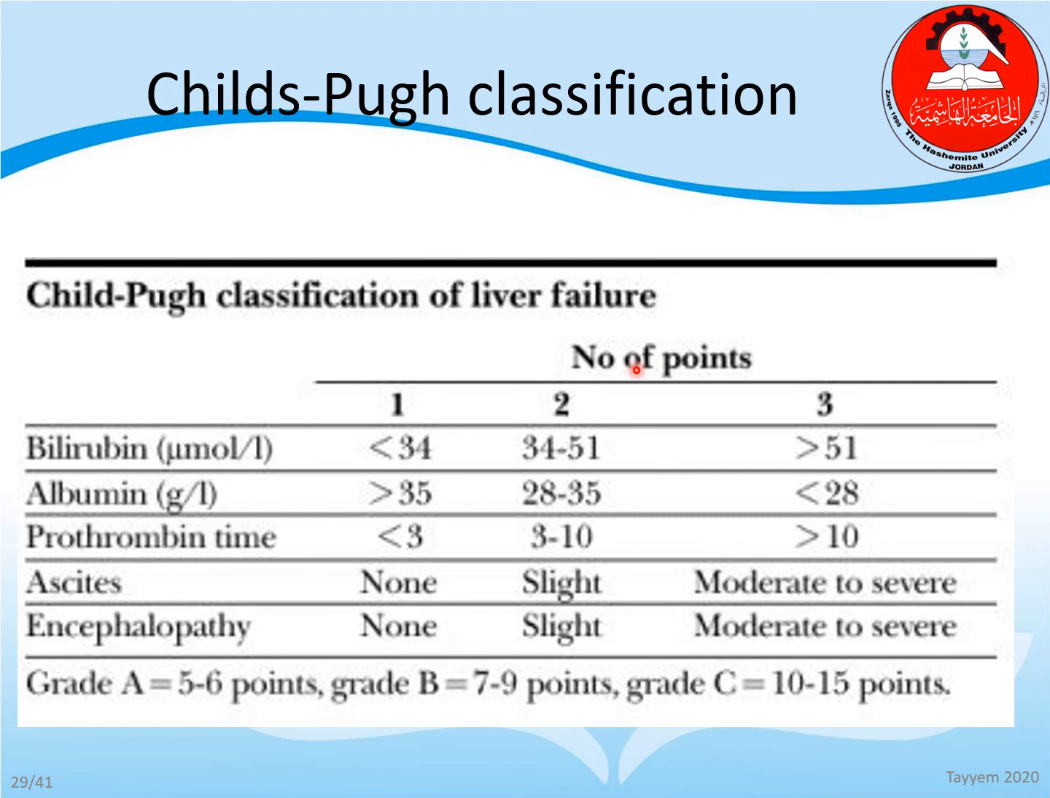The Child-Pugh classification is a good way to classify the severity of liver disease, and it depends on 5 main criteria: bilirubin, albumin, PT, ascites, and encephalopathy.